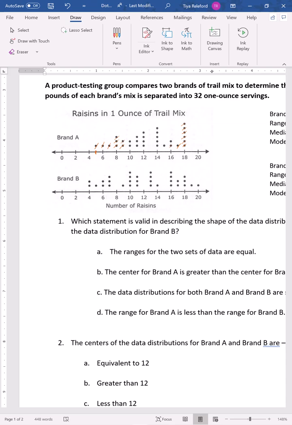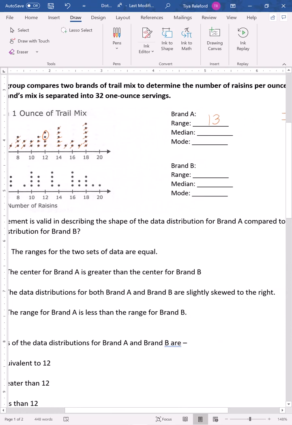Do it in pencil in case you make a mistake and have to start over. And you go until you only have 1 or 2 dots left. So I have 2 dots left, but they're both on 12. So my median for brand A is 12.